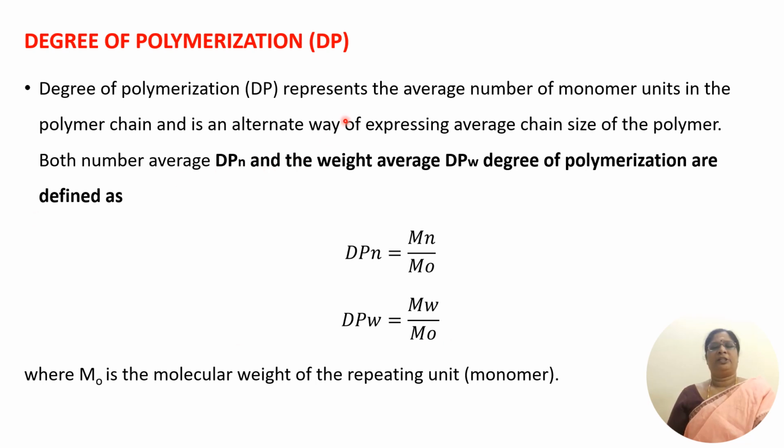Degree of polymerization represents the average number of monomer units in the polymer chain, and it is an alternate way of expressing the average chain size of the polymer. Both the number average DPn and the weight average DPw degrees of polymerization are defined. The number average degree of polymerization is defined as the number average molecular weight divided by the molecular weight of the repeating unit. The weight average degree of polymerization is defined as the weight average molecular weight divided by the molecular weight of the repeating unit.